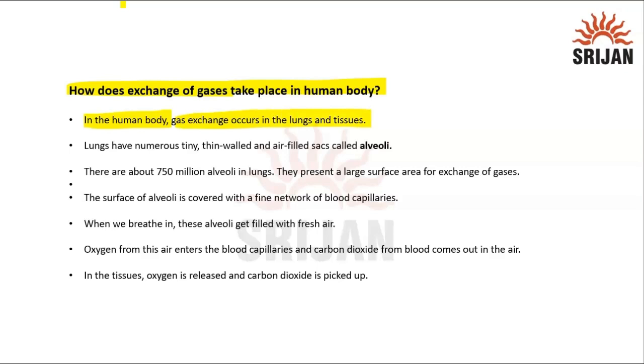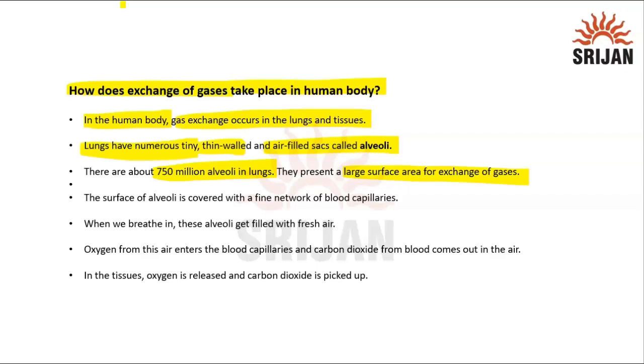There are two places. Okay, lungs is where the primary exchange is there, and then in the tissues you will say that there is secondary exchange. So in lungs particularly, we have numerous tiny thin-walled and air-filled sacs called alveoli. If you talk about their number, there are almost 750 million alveoli in lungs. They present a large surface area for the exchange of gases. That is why we have that much of number.